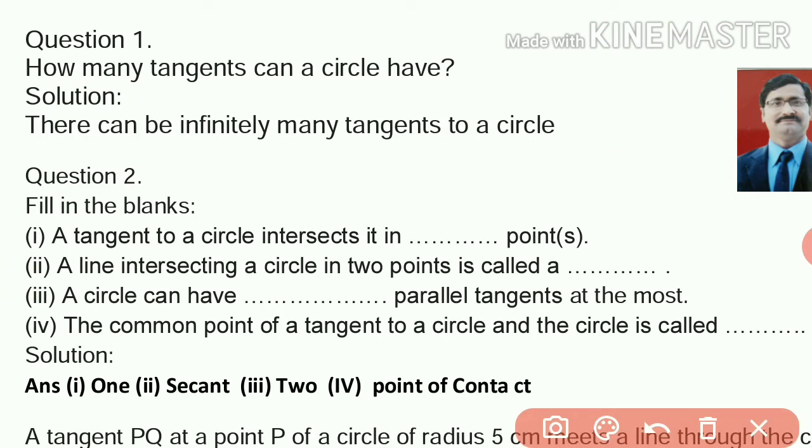Now we will do the exercise first. Question number one is, how many tangents can a circle have? So there can be infinitely many tangents to a circle.